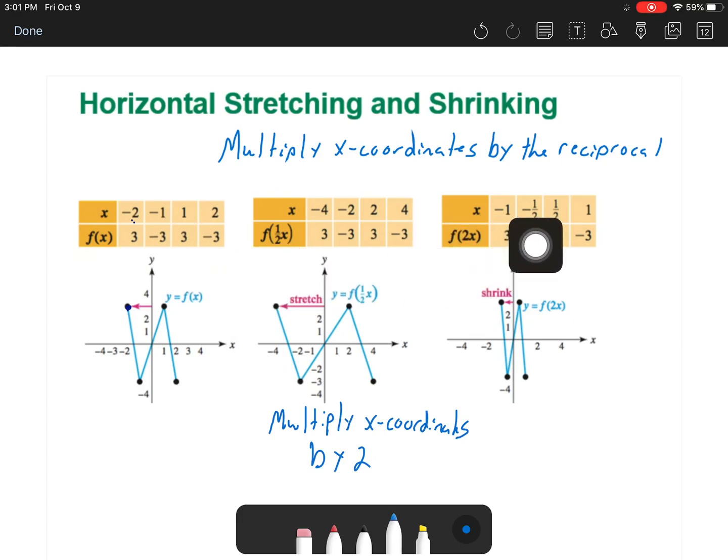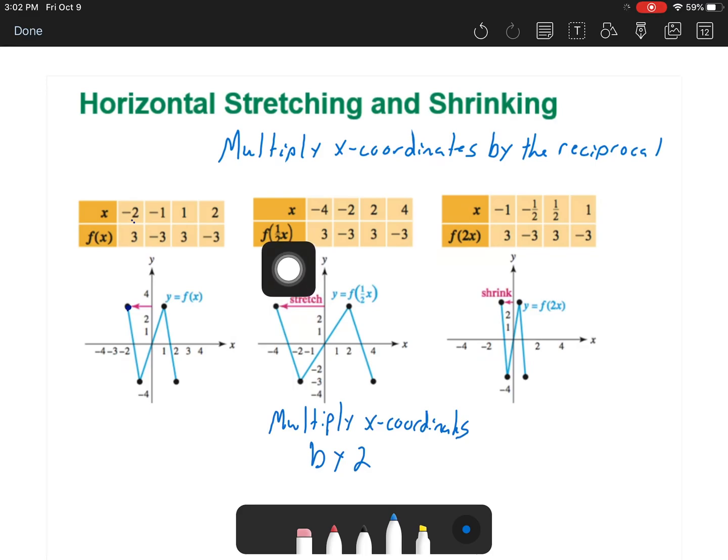Where I had -1, that's -1/2, and so on. And so you can see what that does is that this distance gets cut in half. It's a horizontal shrink. Whereas here, this distance gets doubled, and so that's a horizontal stretch. So think anything horizontal transformations, you have to kind of do the opposite of what you think.